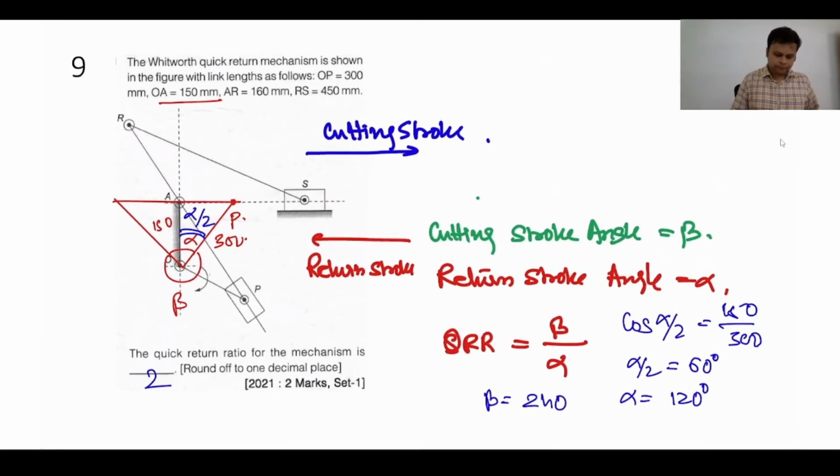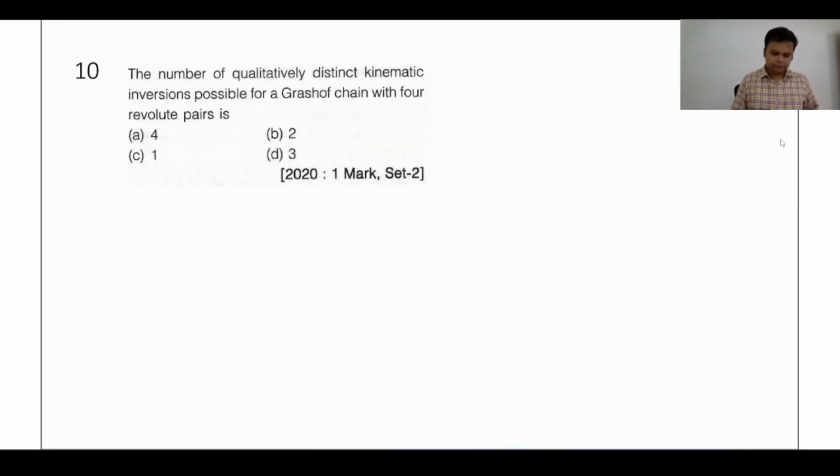Okay. The next question, very simple question. The number of qualitatively distinct kinematic inversions possible for a Grashof chain with 4 revolute pairs is. A 4 revolute pair Grashof chain is a 4-bar mechanism. So how many distinct kinematic inversions are there? There are 3 distinct kinematic inversions. What are they? Double crank, crank rocker, and double rocker. Right? So the answer is D, 3.